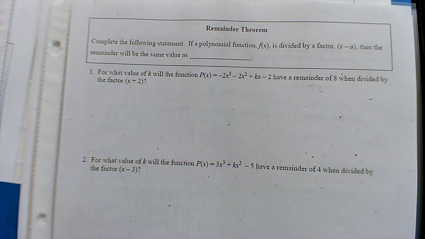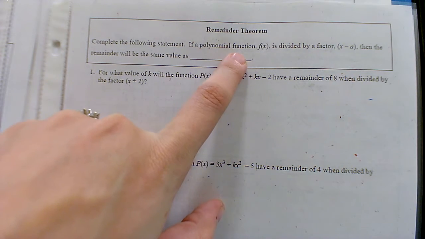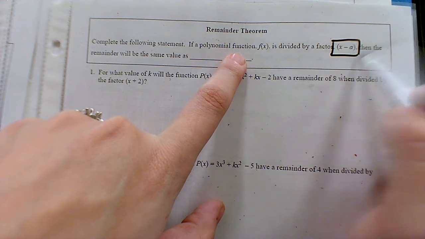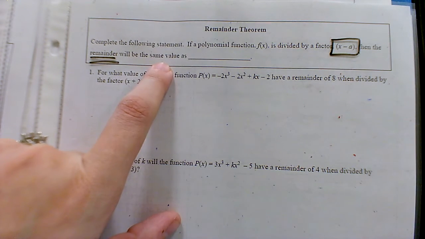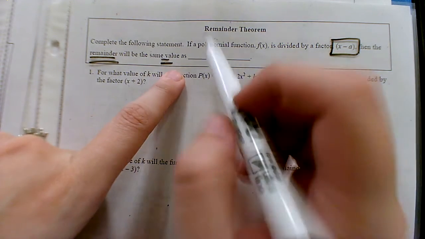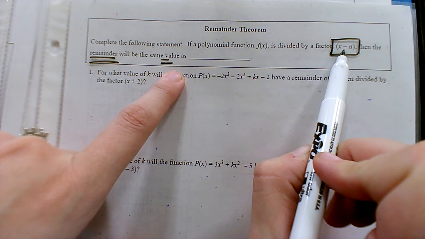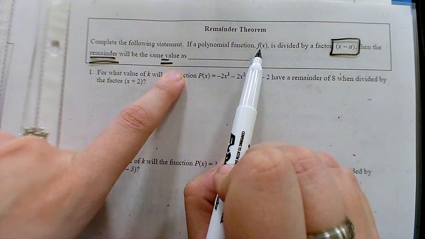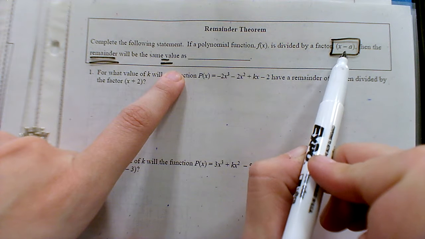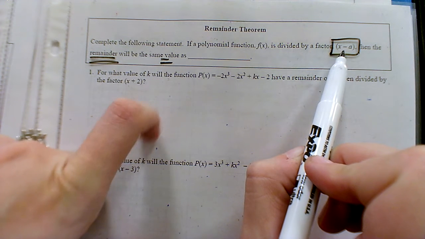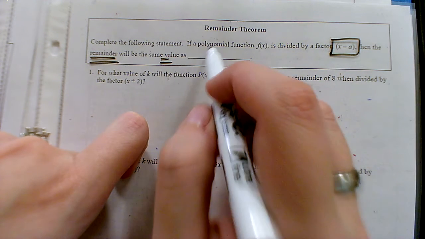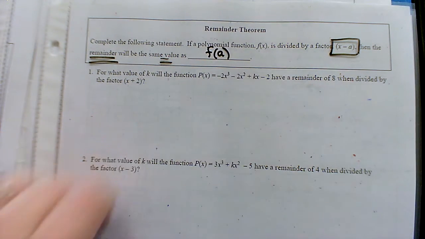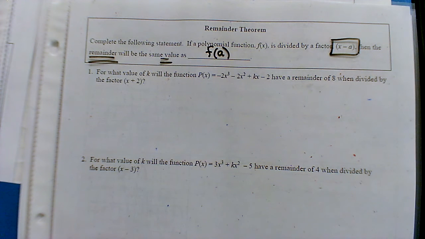So as a formal definition, if a polynomial is divided by some divisor, then the remainder will be the same value, equal to what you get if you take the zero of that divisor and plug it into the polynomial. So if our divisor is x minus a, what's the zero of that divisor? Yeah, a. So if we were to take a and plug it into the function, that would look like f of a. We're going to replace every x value with that letter a, whatever it might be.